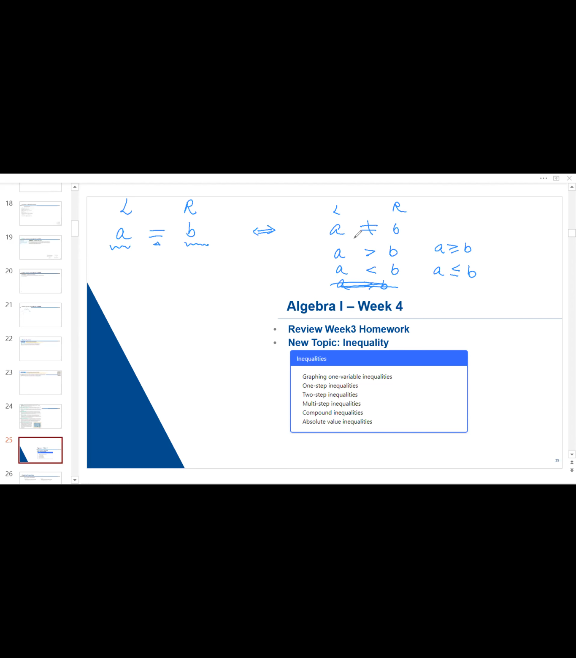They have different kinds of description here. Possibly A doesn't equal B. A greater than B. Or maybe A greater than or equal to B. A less than B. And A less than or equal to B. These are 5 different kinds of inequality.